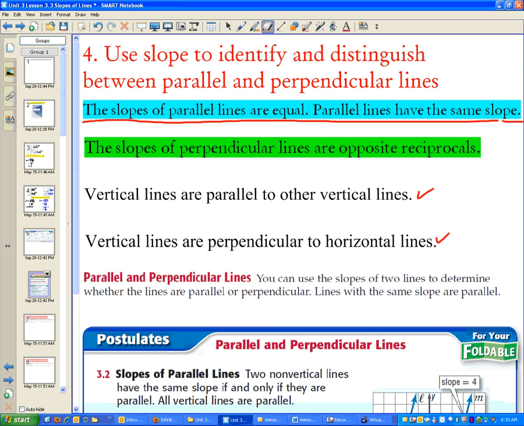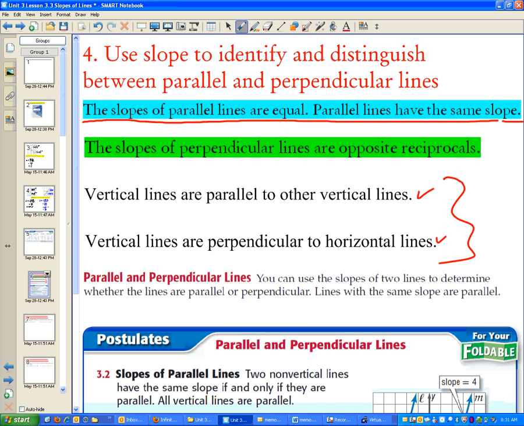All right, so how are we going to use slope to identify and distinguish between parallel and perpendicular lines? If we find the slope of two lines and the slopes are equal, we have a pair of parallel lines. If we find the slopes of two lines and the slopes are opposite reciprocals, then we have a pair of perpendicular lines.